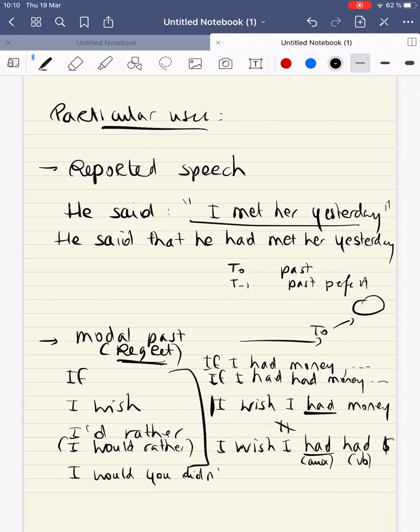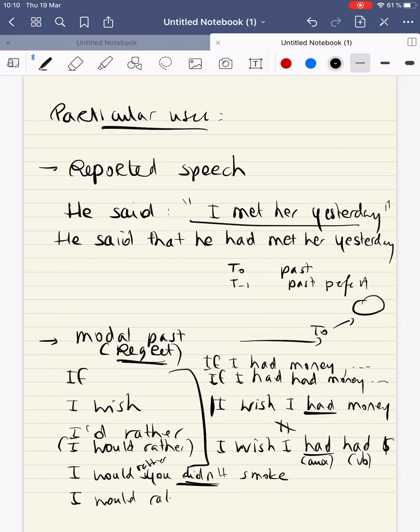Same with I would rather. Remember, I would rather you didn't smoke. If you simply use the past, it means my preference for you is not to smoke. So I would prefer for you not to smoke.